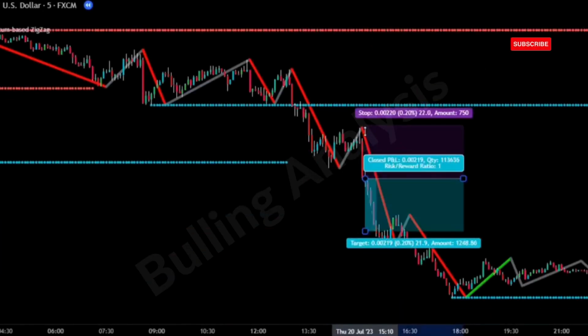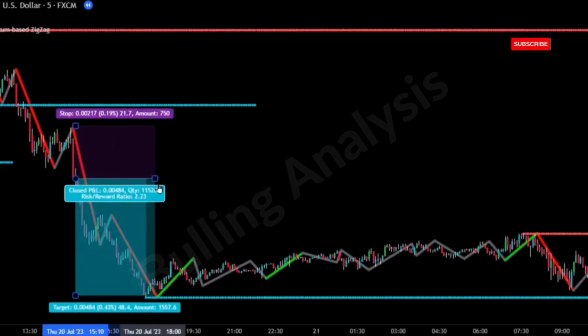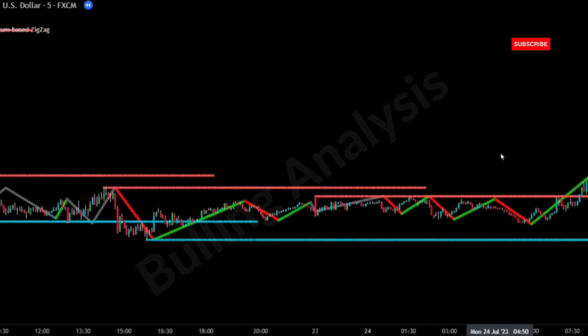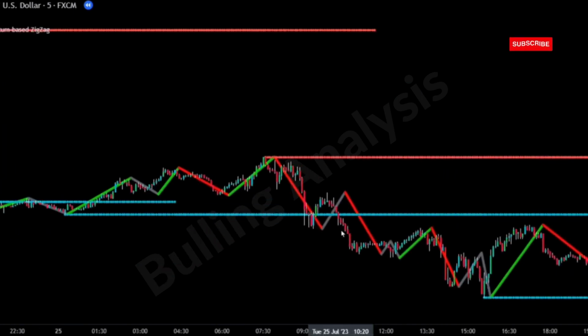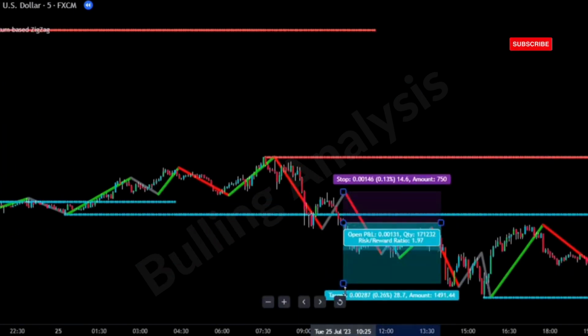This strategy has the potential to yield significant profits when executed correctly. It's not overly complicated, making it suitable for traders of all experience levels. So go ahead and give it a try.